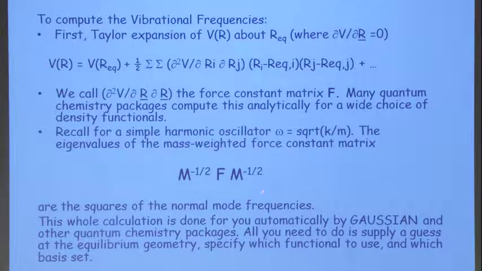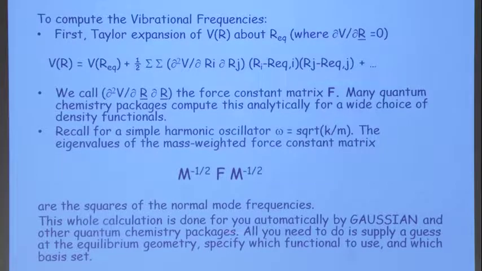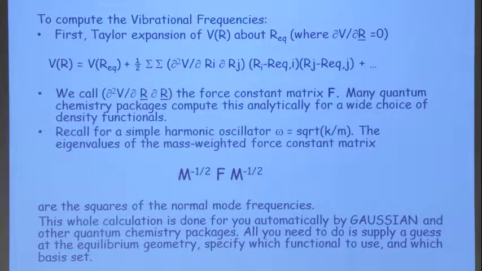And the whole thing is done automatically for you in Gaussian and many, many other quantum chemistry packages. And basically all you need is a guess at the equilibrium geometry, tell it what functional to use, what basis set to use, press go, get a cup of coffee, and you come back and it tells you all the thermal properties of your molecule.